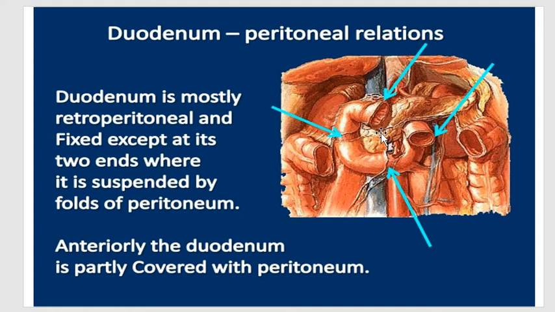Except its 2 ends, the proximal end and the distal end, these two ends are not fixed, they are suspended by the folds of peritoneum. Otherwise the whole of the duodenum is retroperitoneal, fixed to the posterior abdominal wall. It is immobile except its proximal part and distal portion, which are suspended by folds of peritoneum, and the whole of the duodenum is covered partially by the peritoneum on its anterior aspect. So anteriorly it is covered by the peritoneum.